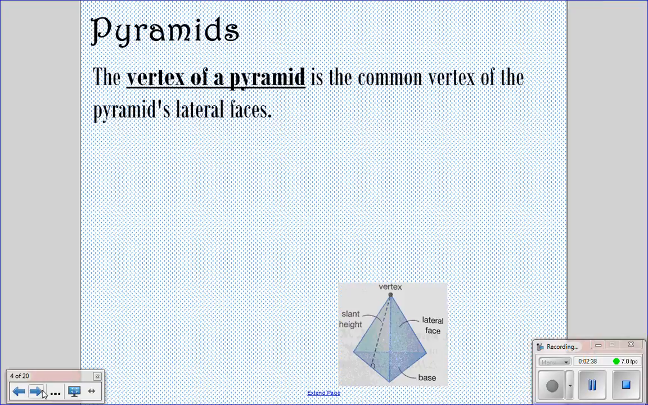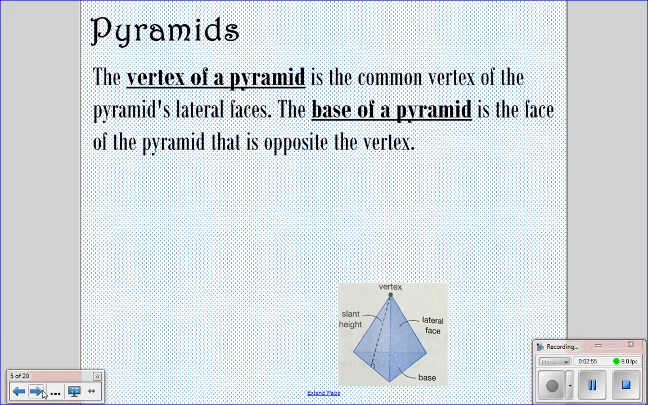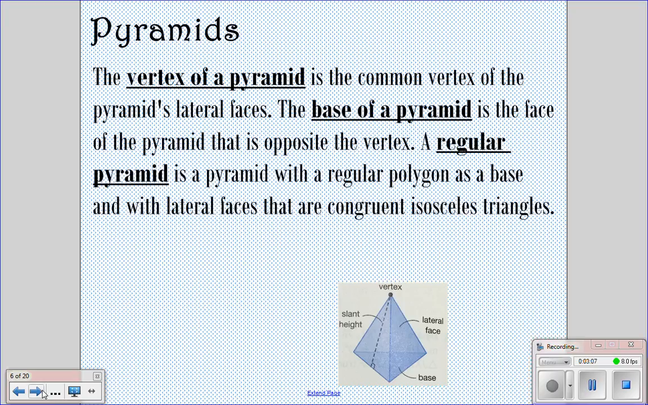So first off, we're going to look at some of the terms that go with pyramids. The vertex of a pyramid is the common vertex of the pyramid's lateral faces. The vertex is at the very top, and it's the one vertex that all of the lateral faces have in common. The base of a pyramid is the face of your pyramid that is opposite the vertex. So whichever face is opposite the vertex, that is the base for your pyramid.